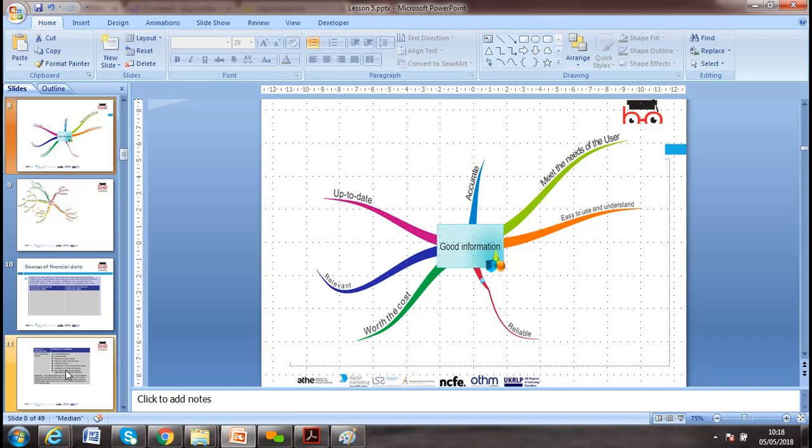It needs to be up to date. As much up to date as we can get it, we will try. Second, we need to check that the information is accurate. Accuracy of the information: the data we are getting, how accurate is it? For what purposes are we getting the data? Is it relevant? So we need to check the relevancy.